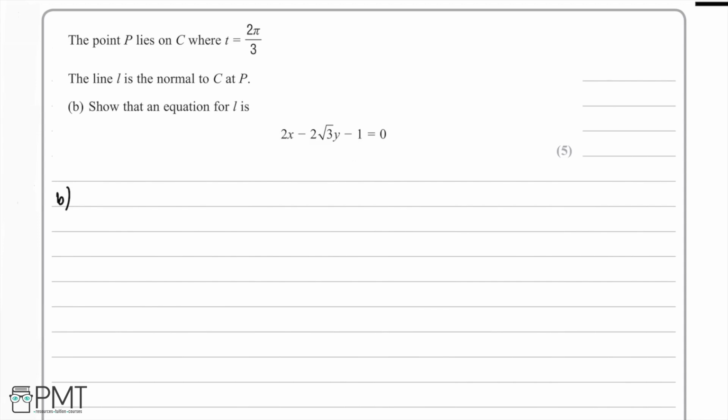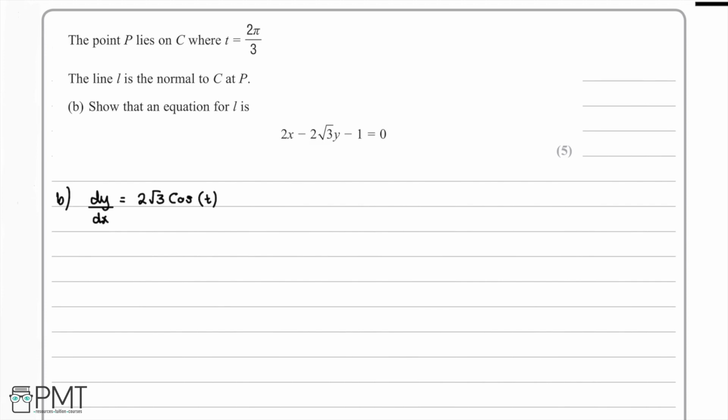So effectively what we're being asked to do here is to work out the gradient of the normal and then use that along with the point P, which we can work out using this t value we're given here. And then we use our equation of the line to substitute these values in, and then we can come out with this equation for L. So to begin, we recall that the gradient, so dy by dx, will be given by our answer to part A, which was 2 root 3 cos t.